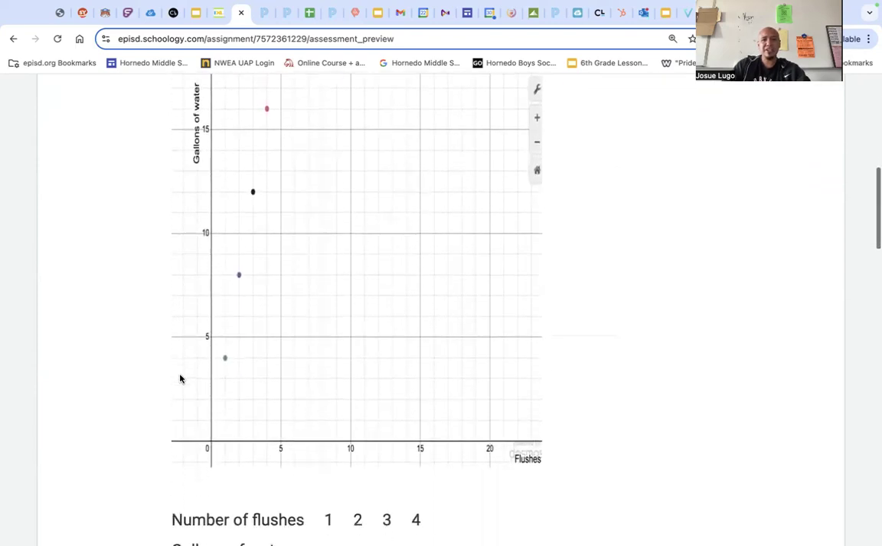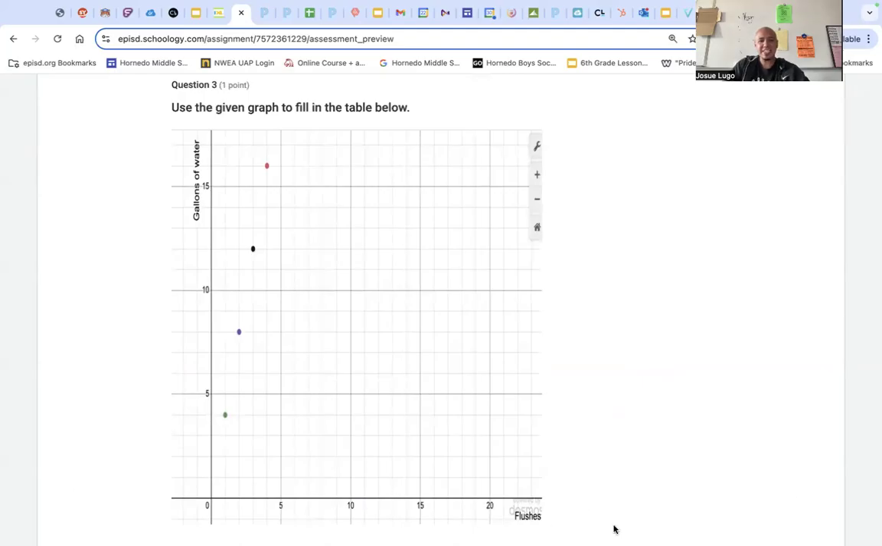All right, ladies and gentlemen, we're given a graph here. And notice that on the x-axis, we have flushes, and on the y-axis, I have gallons of water. Notice that if I were to start at the origin and follow each of the dots, it makes a perfectly straight line, which are the two things that you're looking for in a proportional relationship. If you're given a graph and it makes a perfectly straight line and that line crosses the origin, remember the origin is the point right here, 0, 0, or x is 0 and y is 0, you know that it's a proportional relationship.